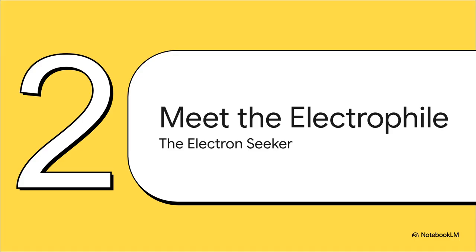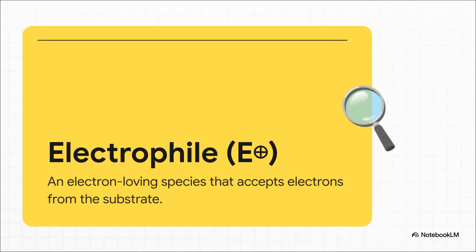Okay, first up, let's meet our first dance partner, the electrophile. The name itself gives you a massive clue. Electro for electron, and phile comes from a Greek word meaning loving. So this is our electron lover, or as I like to call it, the electron-seeker. To put it simply, an electrophile is a molecule that just loves electrons. Its whole purpose in a reaction is to find a pair of electrons and accept them from another molecule.